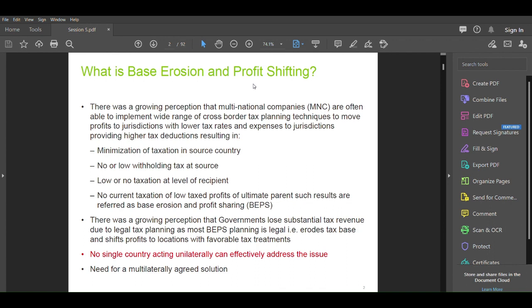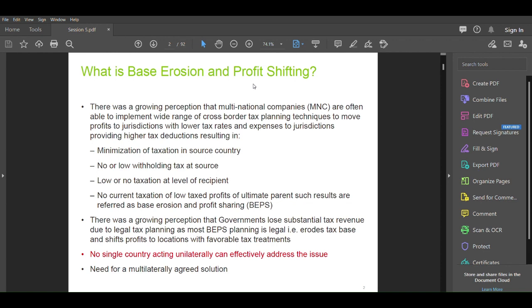BEPS was basically introduced to reduce tax evasion. Some countries were shifting their profit towards another country where there is no tax or the tax rate is less. Yes. So BEPS was introduced to avoid that. Exactly. So it was going on at an international level.